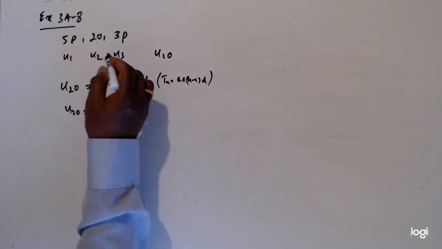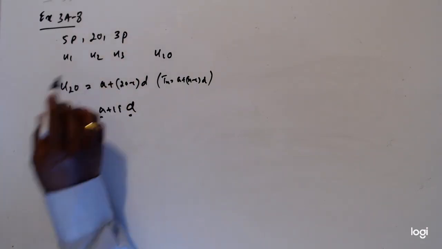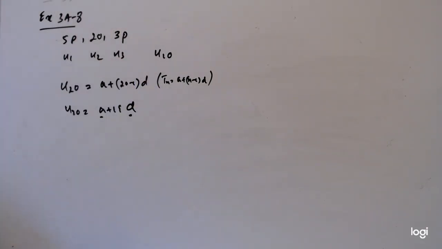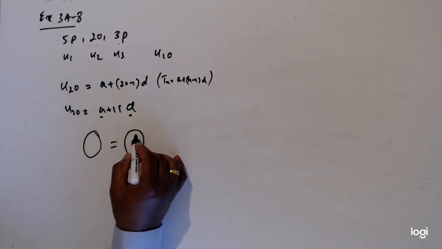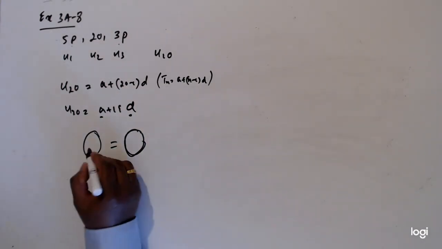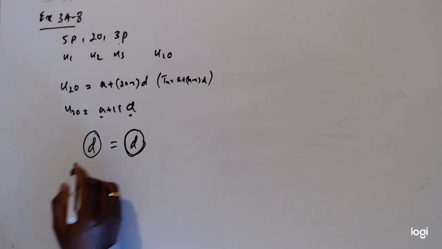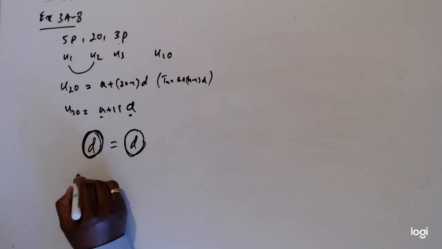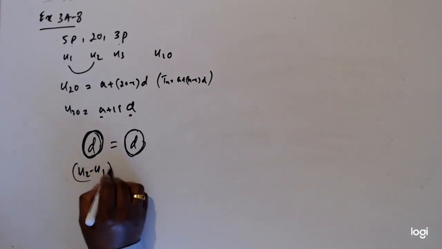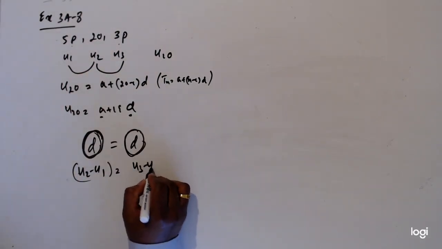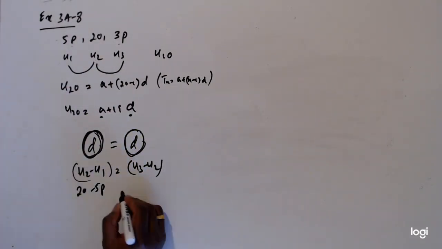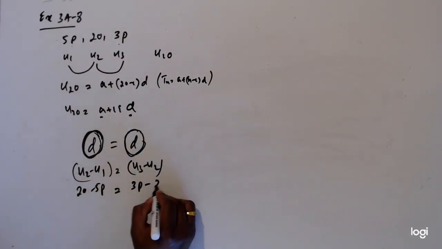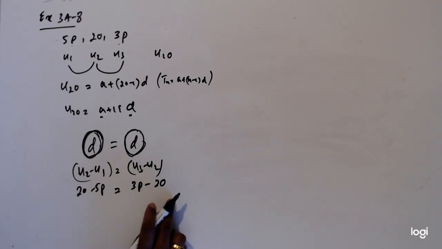We need an equation to find p. One equation is enough because there is one unknown. To build up an equation, we want to find two similar things expressed differently. d is the common difference. We can find d from u2 minus u1. Also this value has to be equal to u3 minus u2. So 20 minus 5p should be equal to 3p minus 20. Now this is one equation, one unknown.